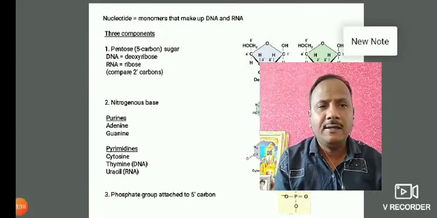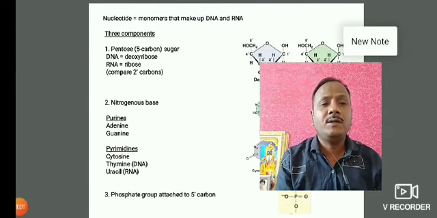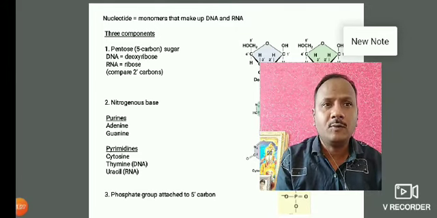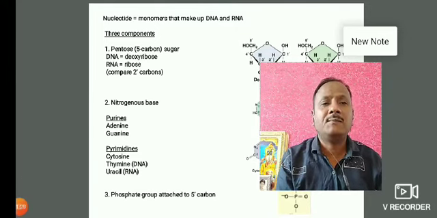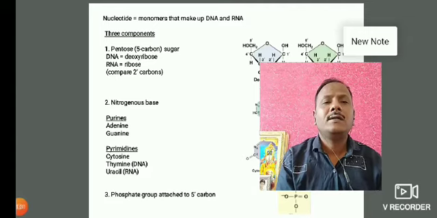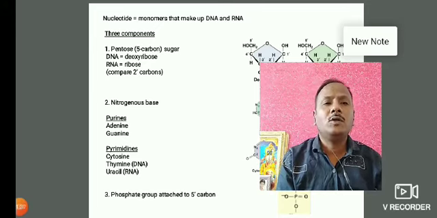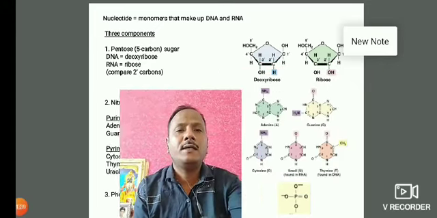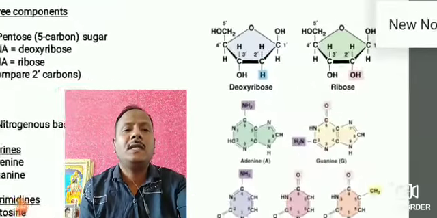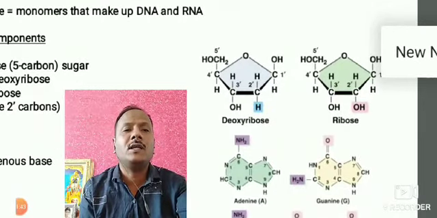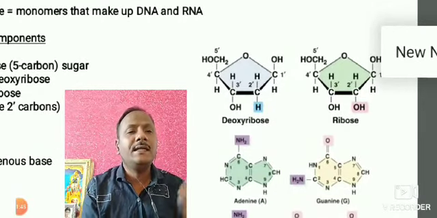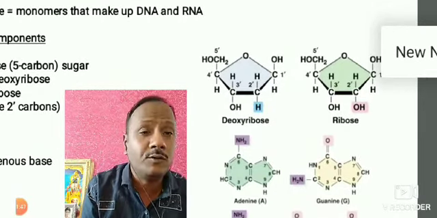DNA and RNA are basically made up of three components. One is the deoxyribose sugar or ribose sugar, that we can say pentose sugar. The second is the nitrogen bases, and the third is the phosphate group. The pentose sugar, in case of DNA, is deoxyribose sugar, and in case of RNA there is ribose.